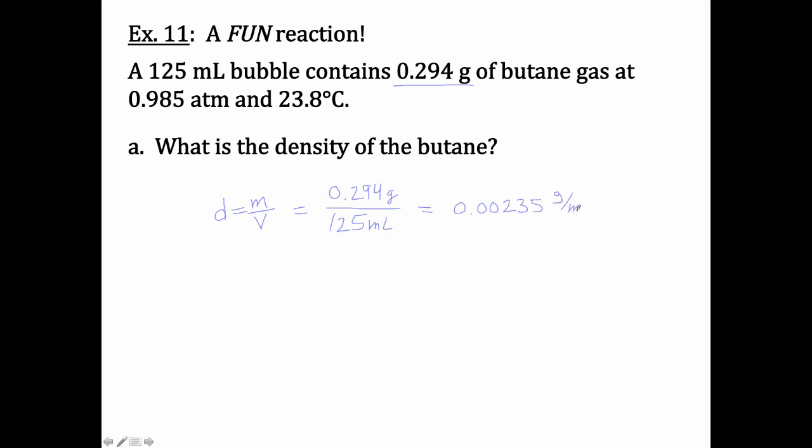grams per milliliter. Now notice the density is really small compared to normal densities we've seen for liquids and solids, which is not too surprising. And of course, if we would like numbers that aren't quite so small, we could convert milliliters to liters, and we'd have 2.35 grams per liter as the density, and either one of these is perfectly fine for our result.